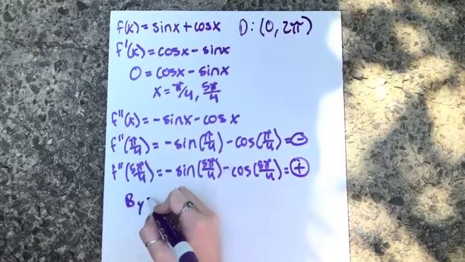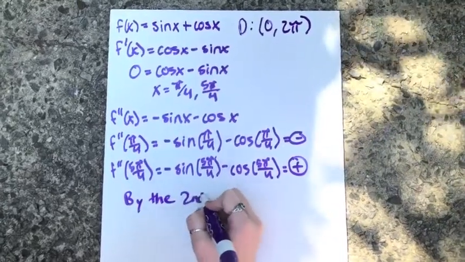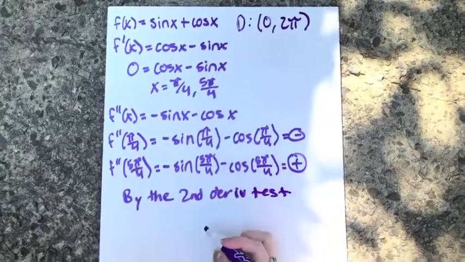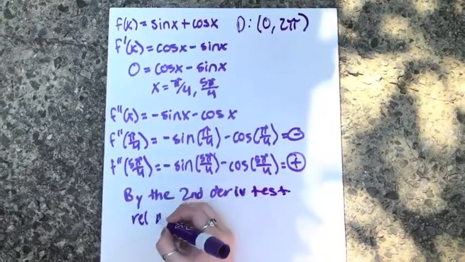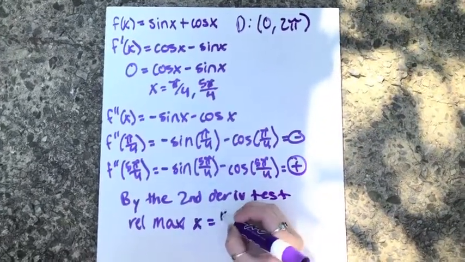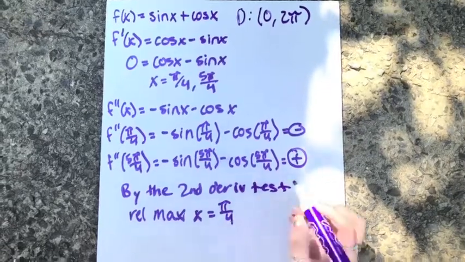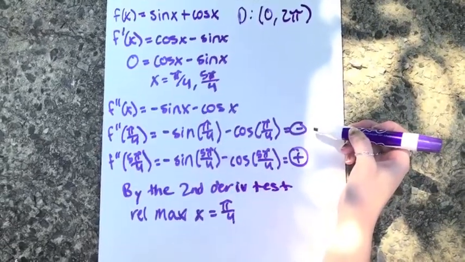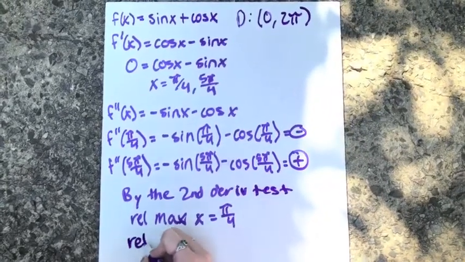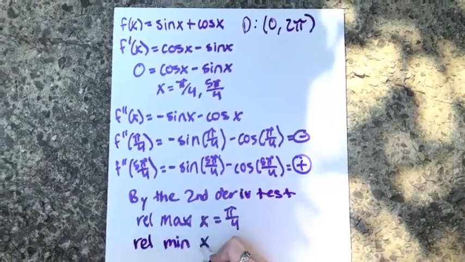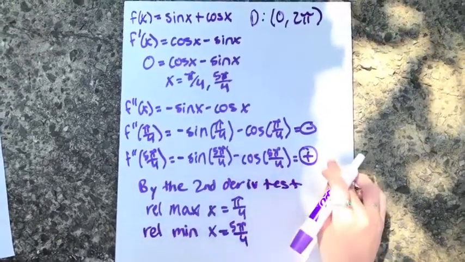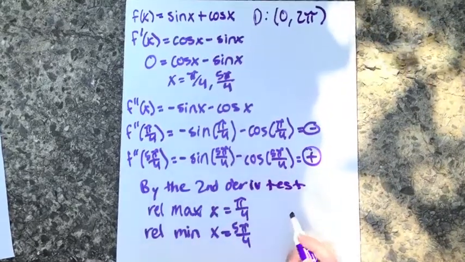So by the second derivative test, we have a relative max at x equals pi over 4, since it is a negative number when you plug it into the second derivative. And then we have a relative minimum at x equals 5 pi over 4, because it's a positive number when you plug it into the second derivative.